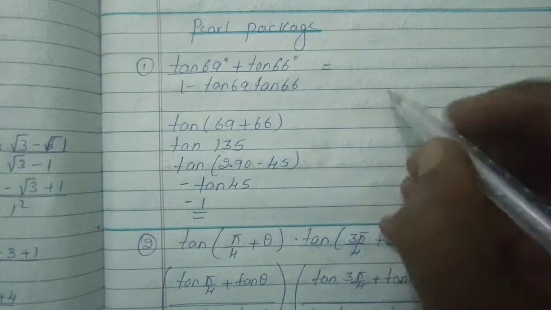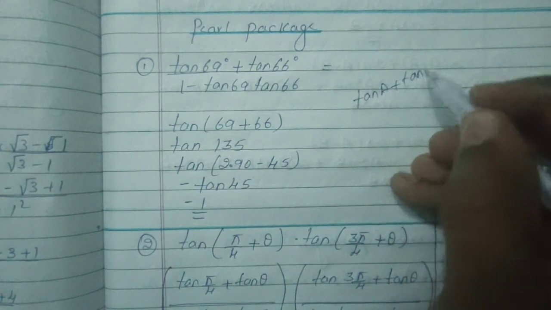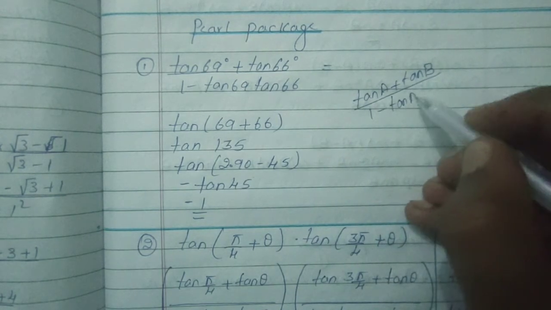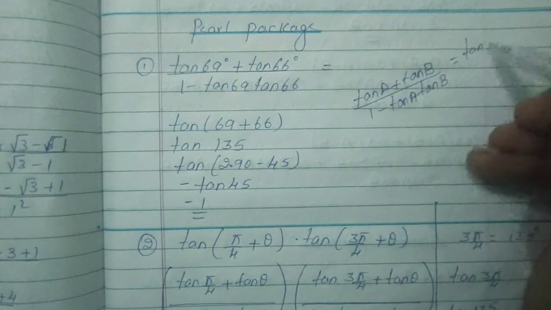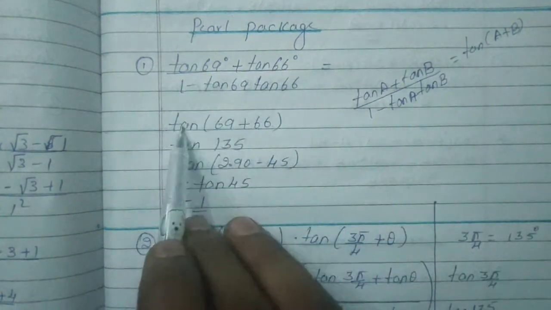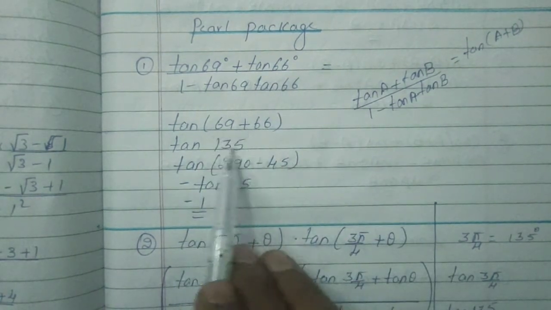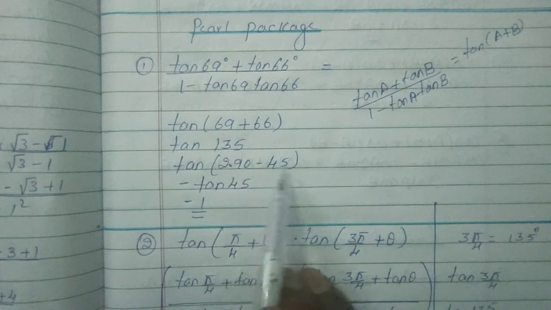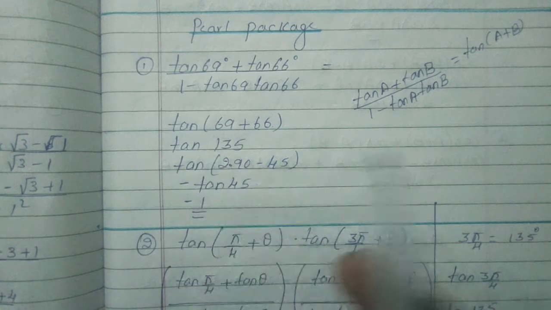So remember the formula: tan A plus tan B upon 1 minus tan A tan B is nothing but tan A plus B. Therefore this I can write in tan A plus B form. A is 69, B is 66. When you add, you will get 135. This 135 I can write as 2 into 90 minus 45, because 2 times 90 is 180. 180 minus 45 is 135.